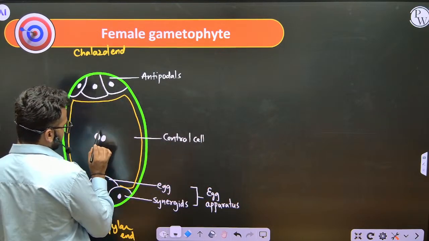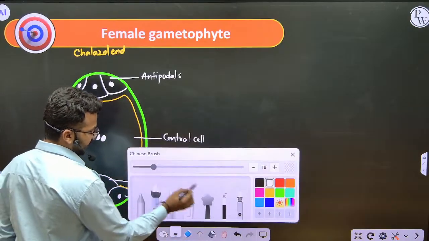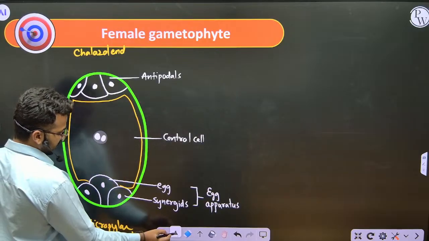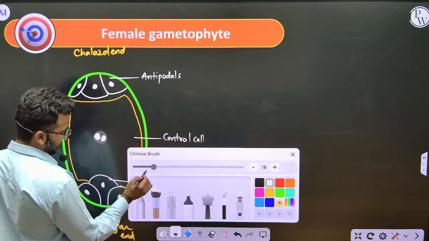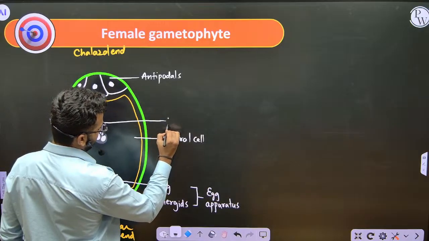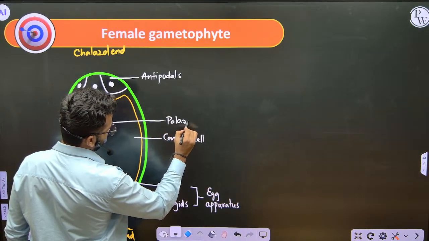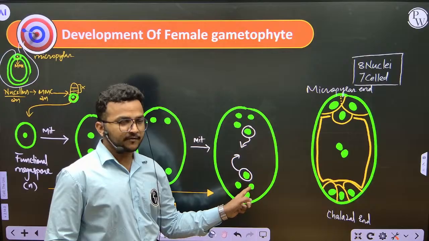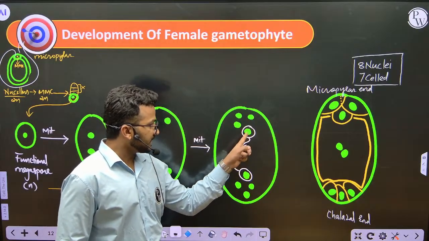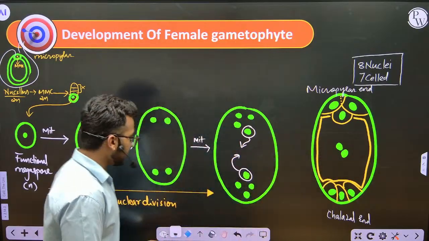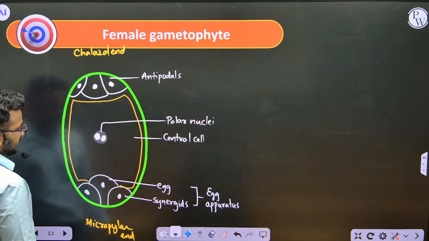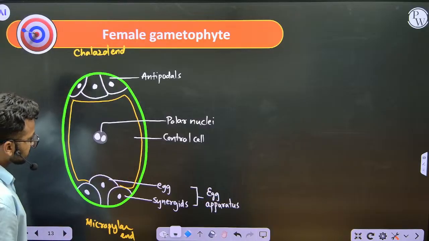And these two are there, no? These two are polar nuclei. Why do we call them polar nuclei? Because they came from 2 polar ends: one from this polar end, one from this polar end. That's why they are polar nuclei. The polar nuclei present at the center make up the central cell.